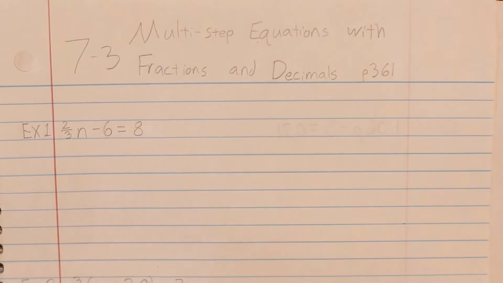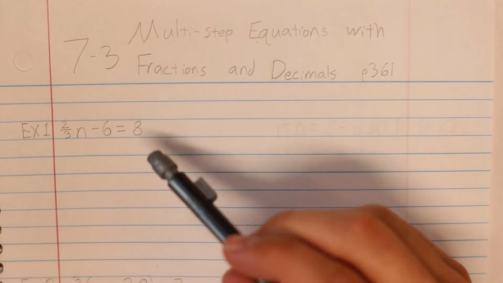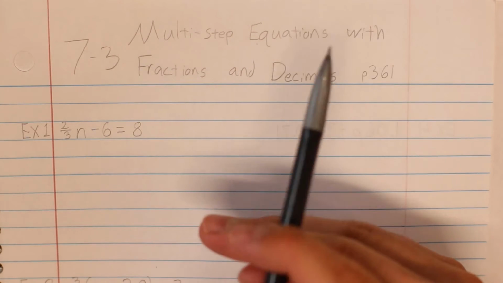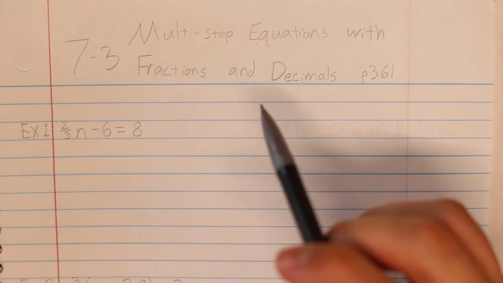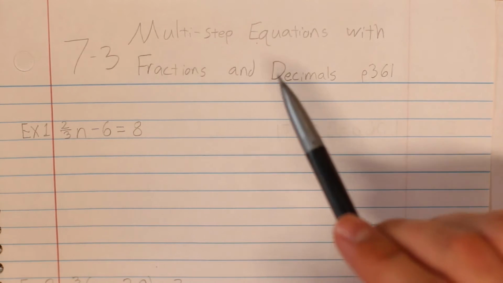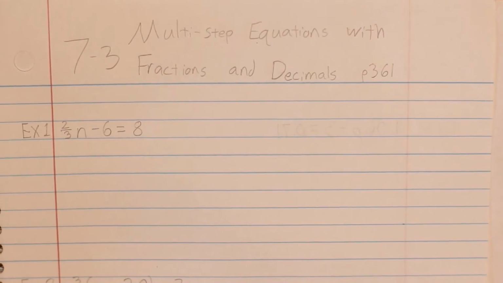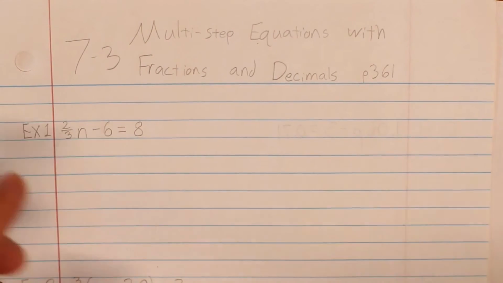Alrighty class, today we'll be looking at an order for lesson, section 7.3, multi-step equations with decimals and fractions. It can be found on this page. I know those last words right there just make you so happy. Well, let's just jump right in and start solving these problems.